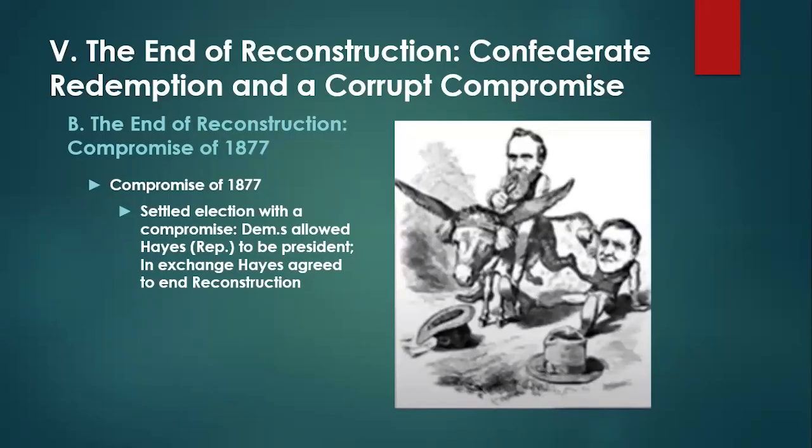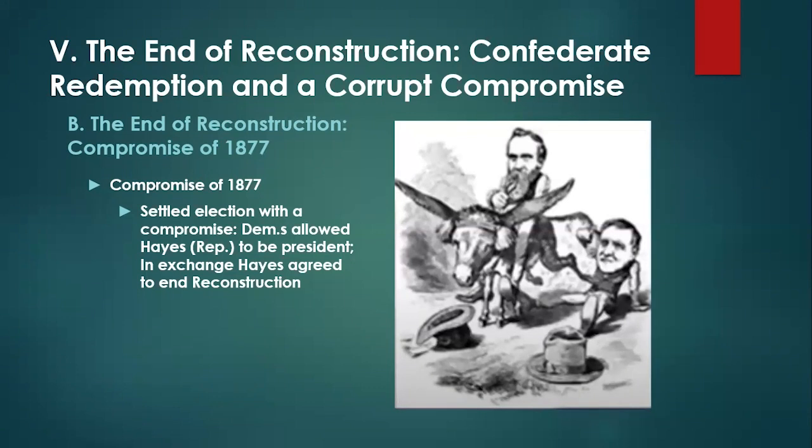But in turn, Hayes has to agree to do some things that we want. And they gave the Republicans kind of a list of things they'd like to see them do if they allowed their guy Hayes to take office. And at the top of that list was bringing an end to Reconstruction.